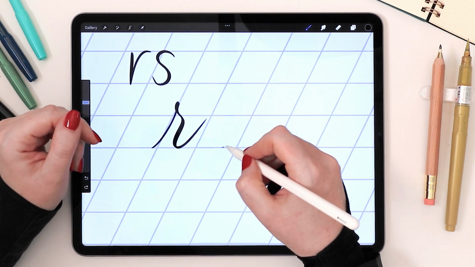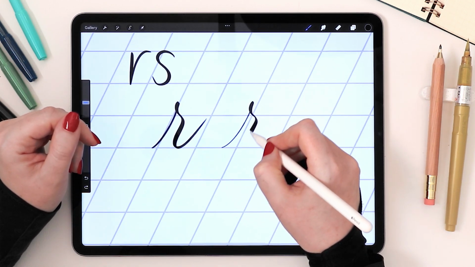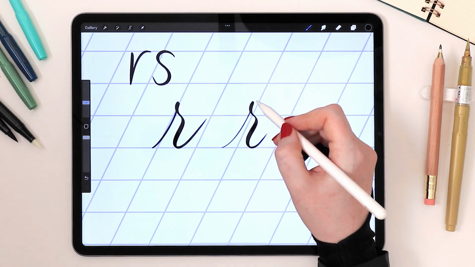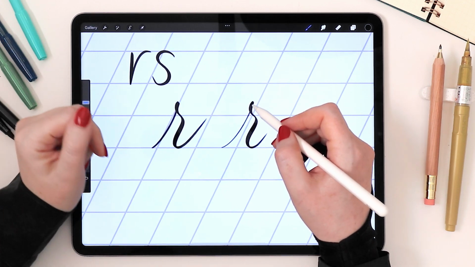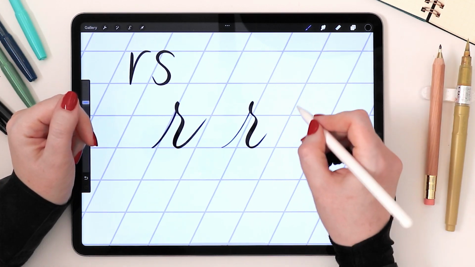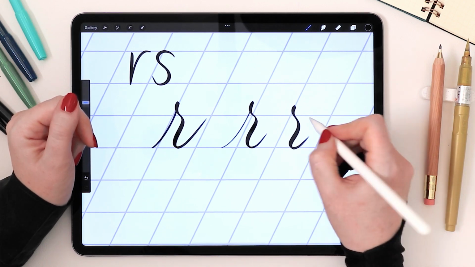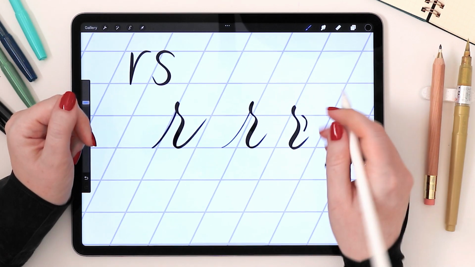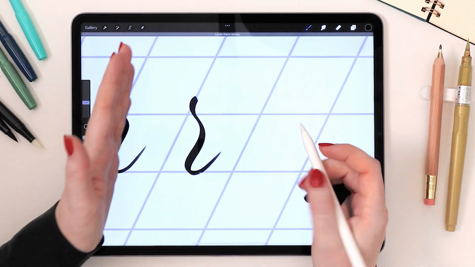So R's start with a thin upstroke, and then they make this unique downstroke. This isn't repeated exactly in any other letter. Let's do just that downstroke for a second. This is called a shoulder. It's because it's a non-sharp point. It's a curve in direction.